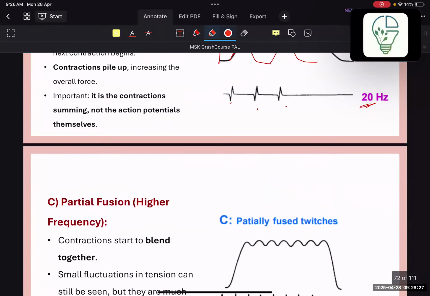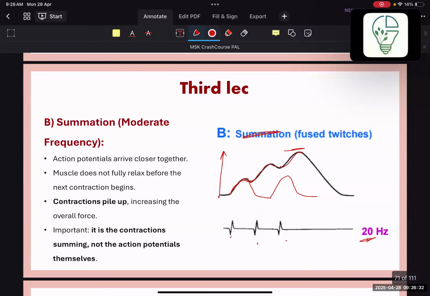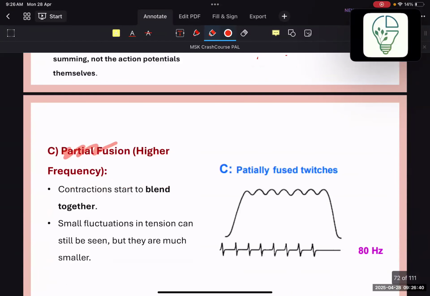And then what happens over here is that this is a partial fusion. The one before was summation, and that makes sense from the name. Summation means you're adding up. And here you're adding up until you're reaching a new force. But what's happening here is that because of how fast the action potentials are happening, you're going to immediately jump to a high force and then eventually come back down once you're done stimulating the muscle fiber.